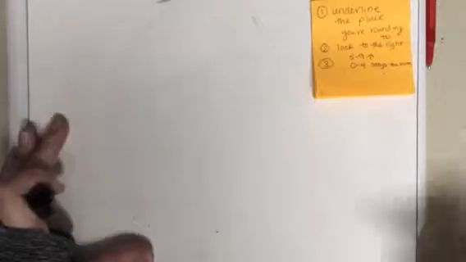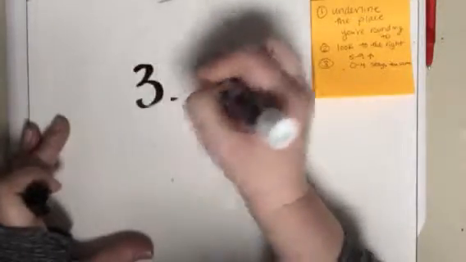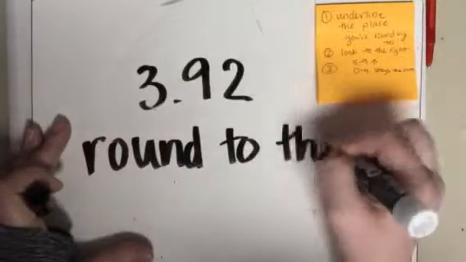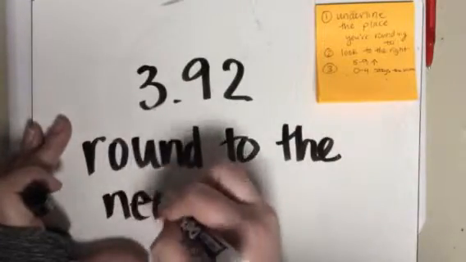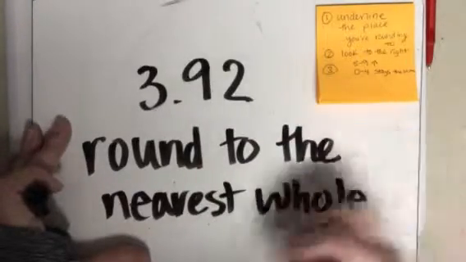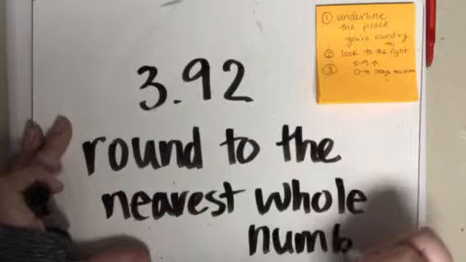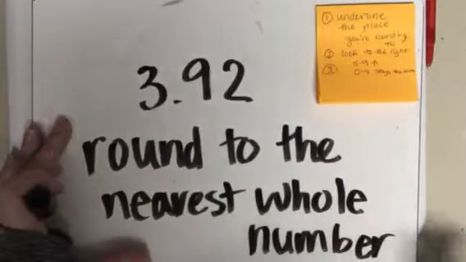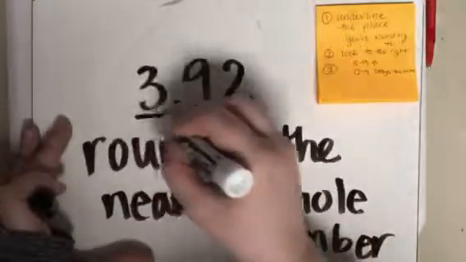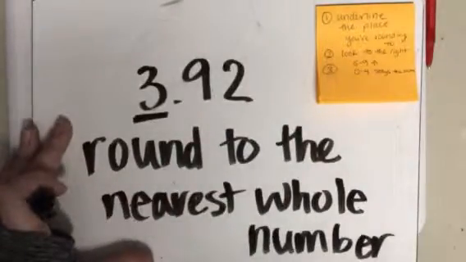Okay, something we see sometimes is round to the nearest whole number. If it says round to the nearest whole number, that's the same thing as saying round to the ones place, which is right here, okay?